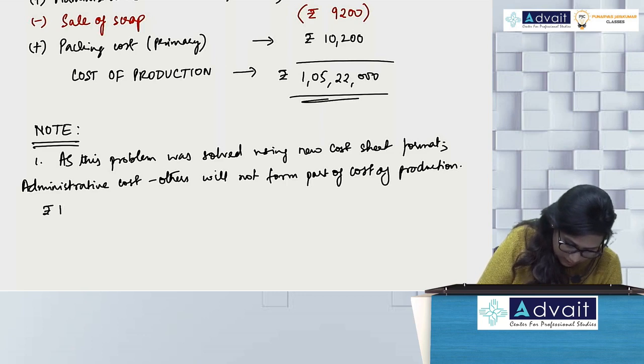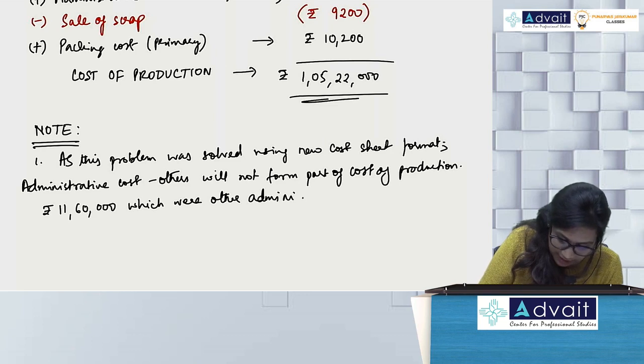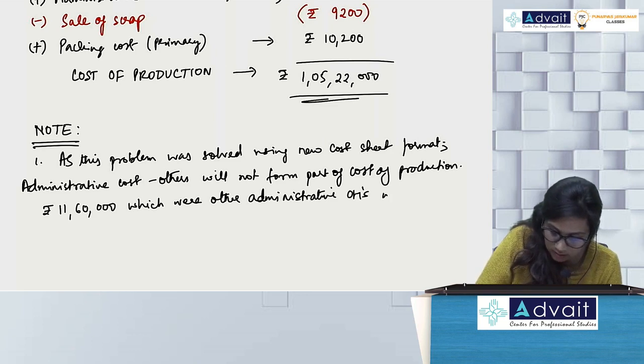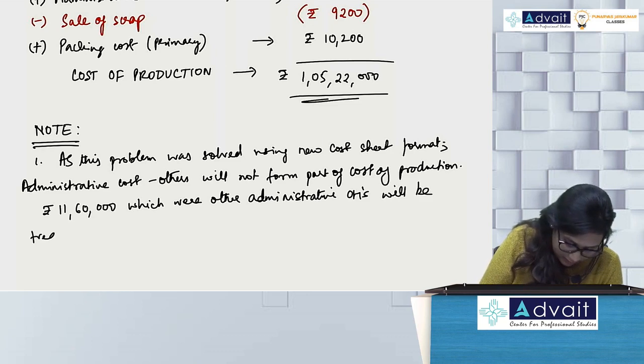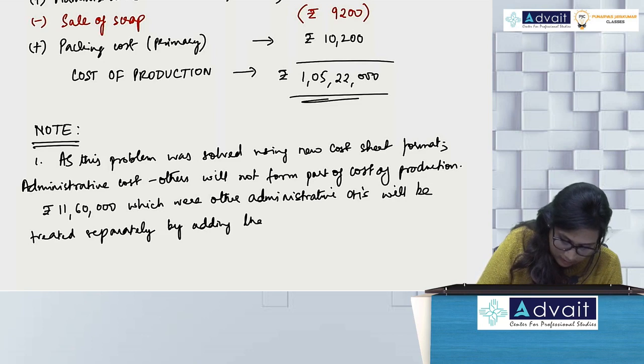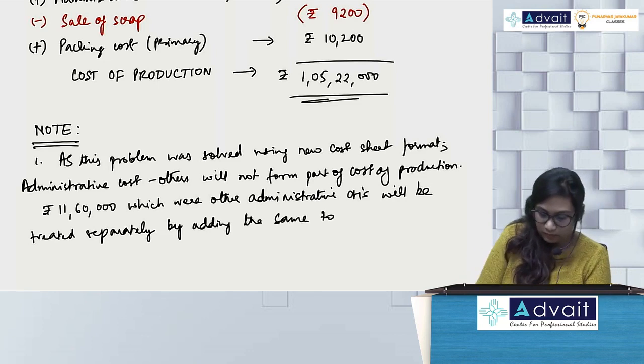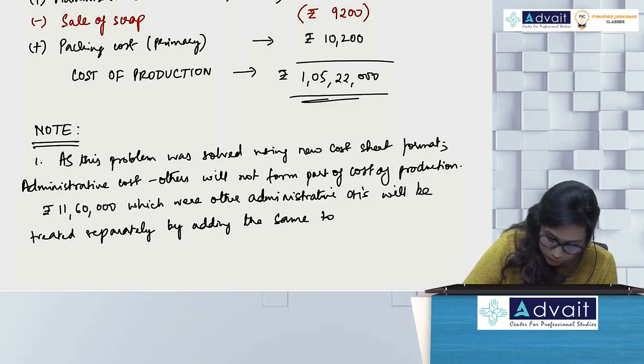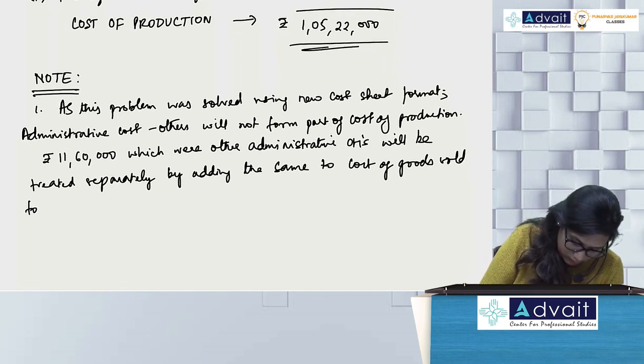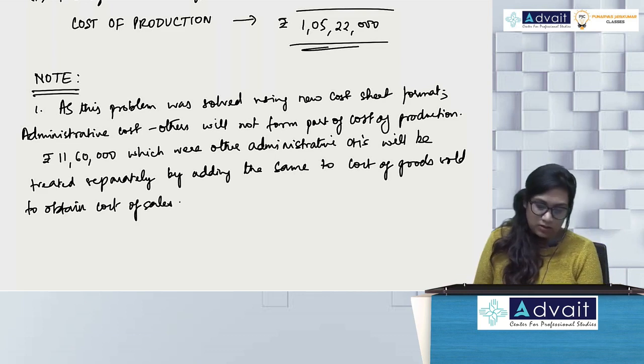So rupees 11,60,000 which were other administrative overheads will be treated separately by adding the same to cost of goods sold to obtain cost of sales.